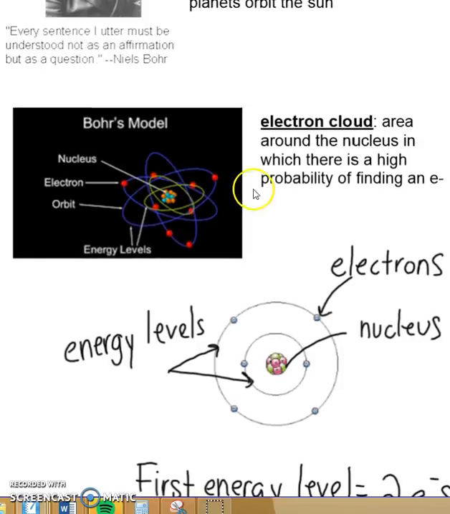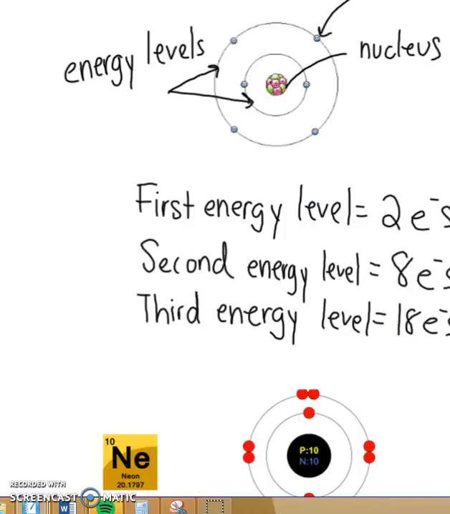You might also have seen Bohr's model represented this way. Here's the nucleus. These rings right here represent those energy levels. And this was a good model, and it gives us a basic understanding of how electrons are arranged in atoms. Sometimes you'll still see this model used, even though we found out that it's now incomplete.